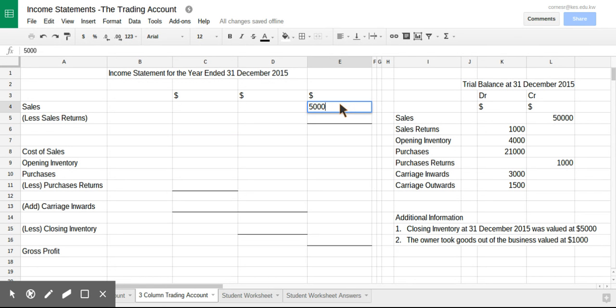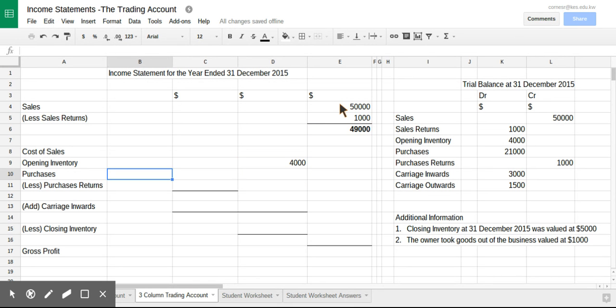So sales is still 50,000. The returns are still 1,000, and therefore my actual sales figure is going to be 49,000. No change there from what we've done before. I'm still putting my opening inventory. The opening inventory, as you can see, is 4,000.